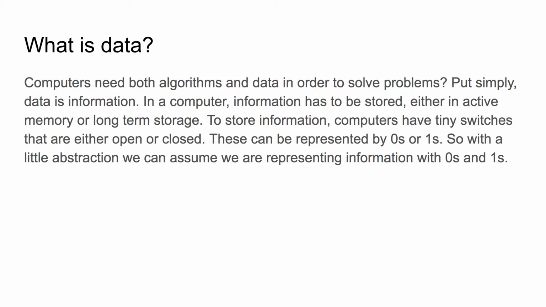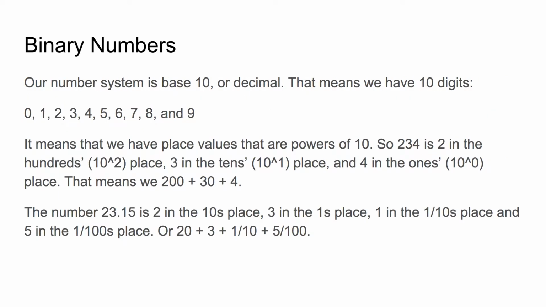So, one of the primary ways computers store information is tiny switches in active memory that are either open or closed. So they can be zeros or ones. A lot of long-term storage media uses different optical or magnetic ways, but you can think of it as zeros or ones. Everything's got two states, and we can abstract it by representing information with zeros and ones.